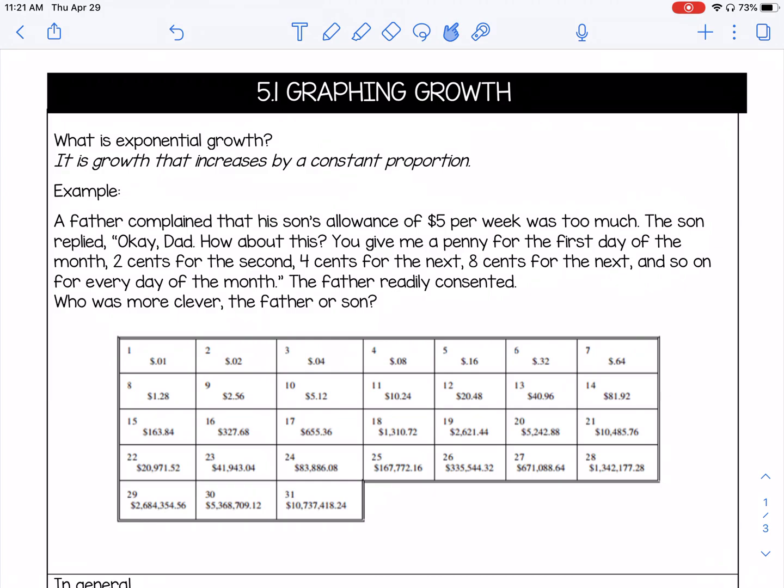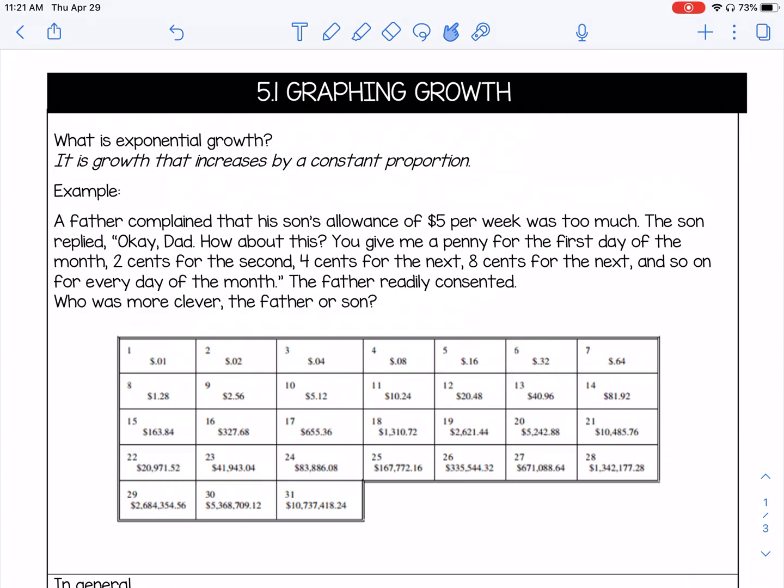So we want to know, well, what is exponential growth? That's just growth that increases by a constant proportion. A lot of times we hear about this with money. So this example I'll read in a second is about money. Once you figure out what exponential growth is, we'll focus on graphing today. And then in your third video, you'll learn about how we use it with money.